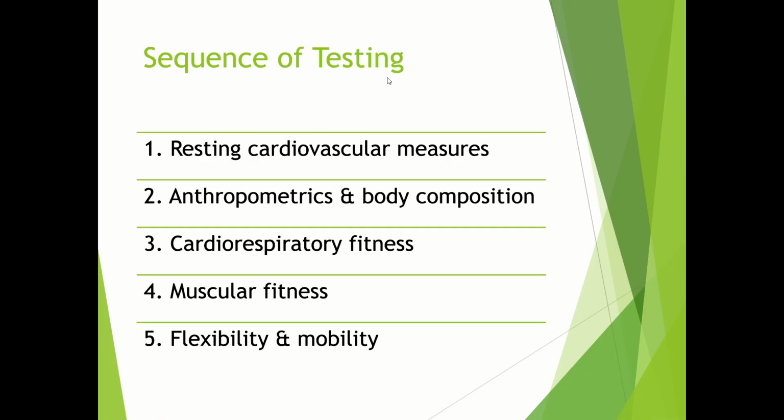The sequence of testing outlined by ACSM is designed to ensure accuracy and reduce the chances of fatigue interfering with results. Testing should start with resting measurements, then move on to body composition, followed by cardiorespiratory fitness, muscular fitness, and finally flexibility. Following this order helps us gather the most reliable data possible.